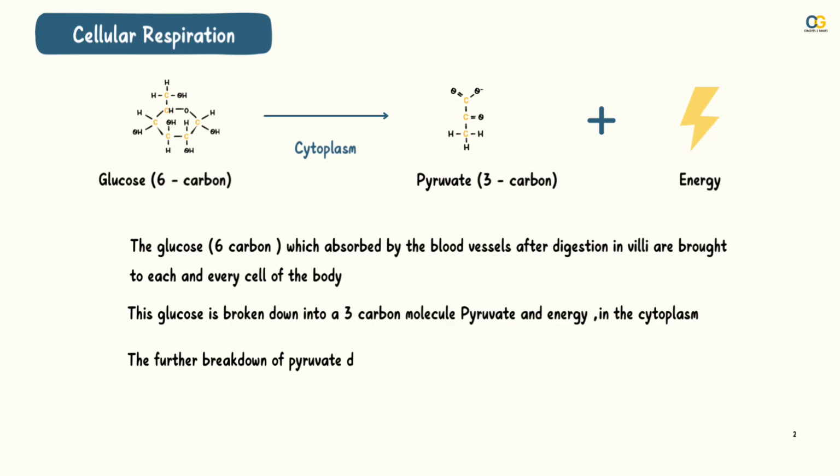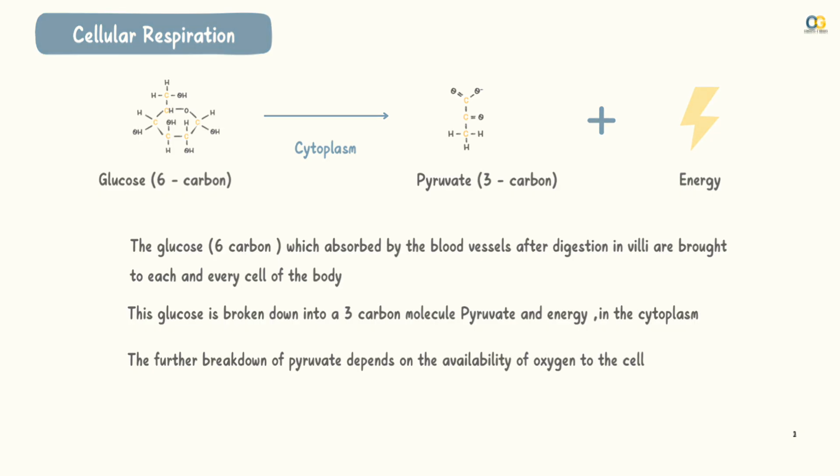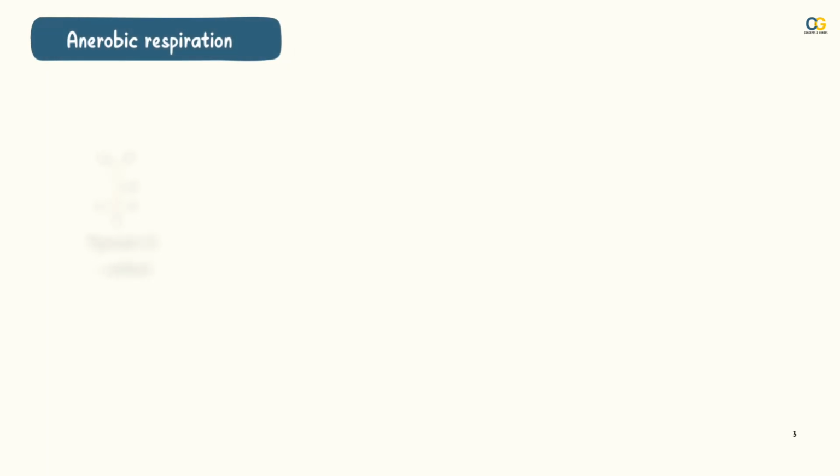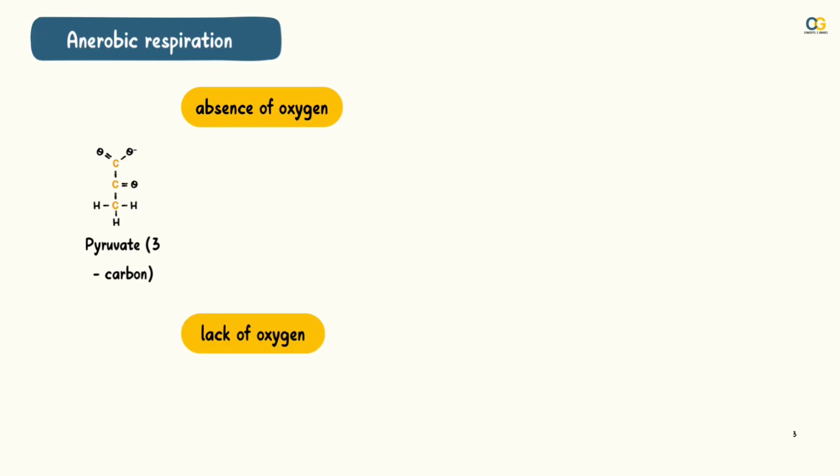The further breakdown of pyruvate depends completely on the availability of oxygen to the cell. Anaerobic respiration. So there are two parts here. That is, there is absence or lack of oxygen in the cell. Absence of oxygen means there is zero oxygen. Lack of oxygen means there is less oxygen than what is needed. So let's look at what happens when there is absence of oxygen.